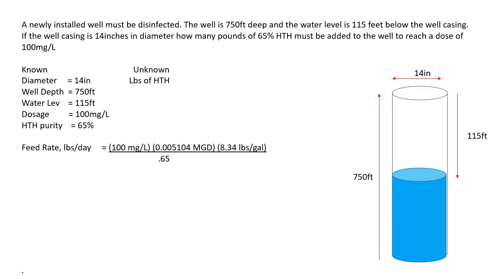So now we can plug this into our formula. So you have a dosage of 100 milligrams per liter times the volume of 0.005104 million gallons times 8.34 pounds per gallon divided by the purity as a decimal, 0.65. So let's do the multiplication on top first. You get 4.26. Now we're going to divide that by the percent purity as a decimal, so 4.26 divided by 0.65. And that leaves us with an answer. We're going to round it and call it 6.6 pounds.